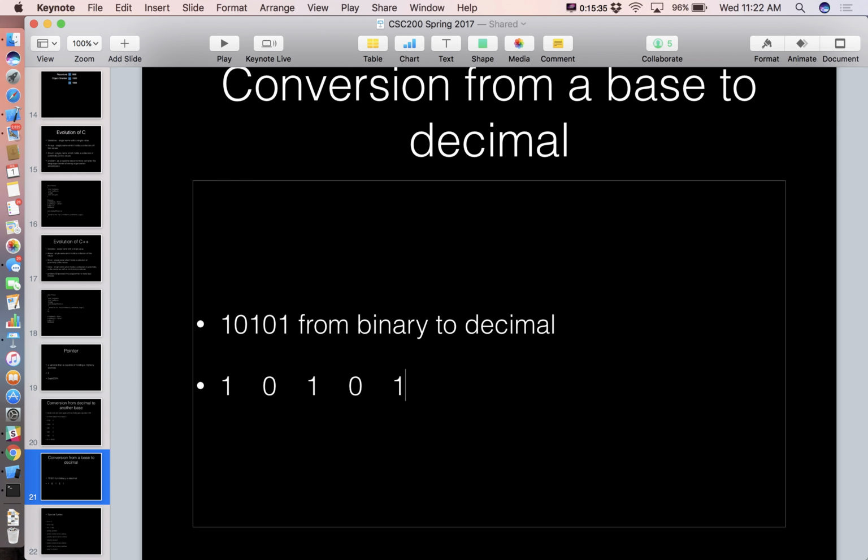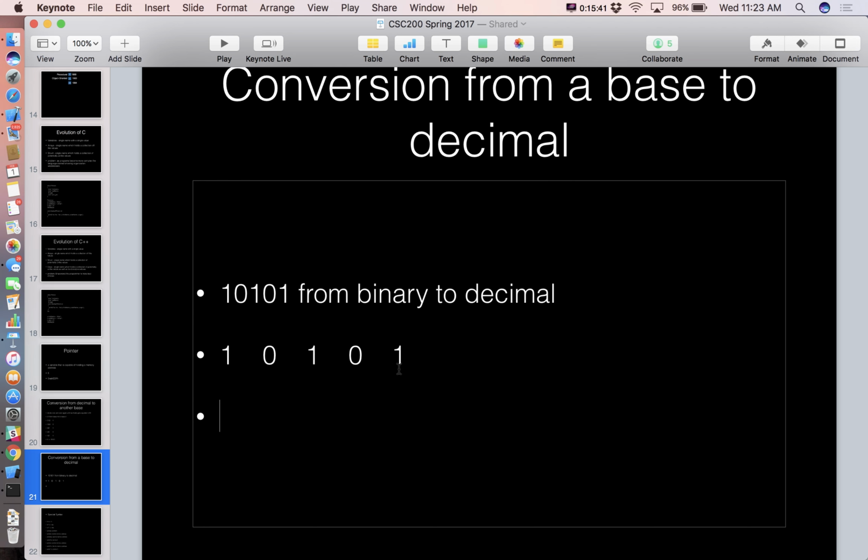All right, so there's my number. The reason I've spread it out a little bit is I'm going to write some other numbers underneath it. Okay? We start at the far right-hand side. This guy is always in the ones place. Now, as I move to the left, I multiply this value by the base. So this guy is in the twos place.